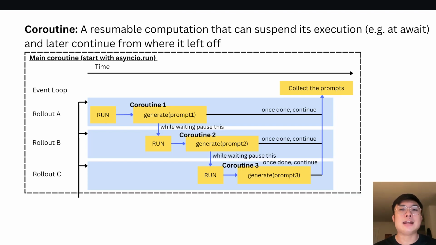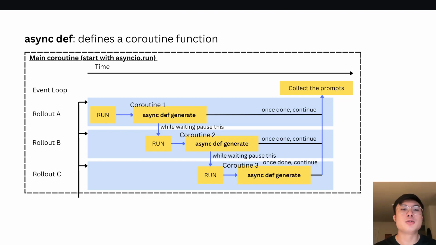The way that we can define these coroutines is to use async def. For example, if we have this generate function which we want to specify as a coroutine, we would call generate, which would call an LLM API, and then that will take a while. So we want to pause it and be able to call other LLM API calls. So we would define the generate function with async def.